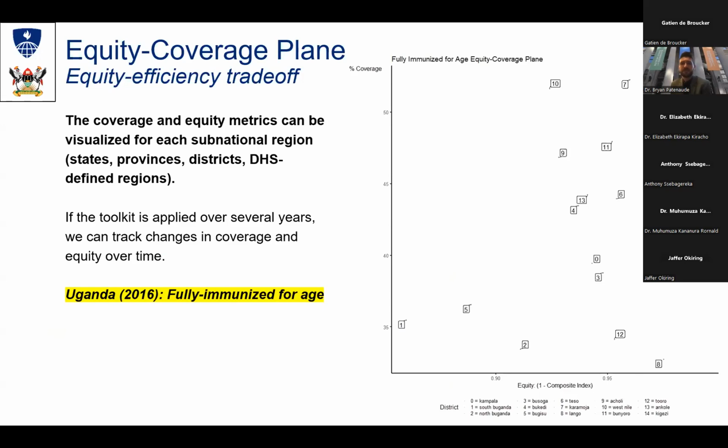And then you have some areas that are obtaining really similar levels of coverage, but different levels of equity. And some areas that are obtaining really similar levels of equity, but drastically different levels of coverage. So one could do deeper dive focus groups or understanding with programs, you know, why that might be the case in order to help move everyone up and to the right.